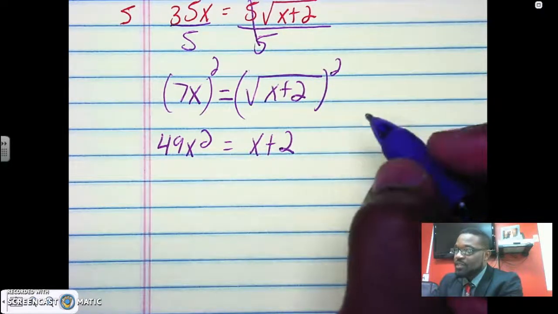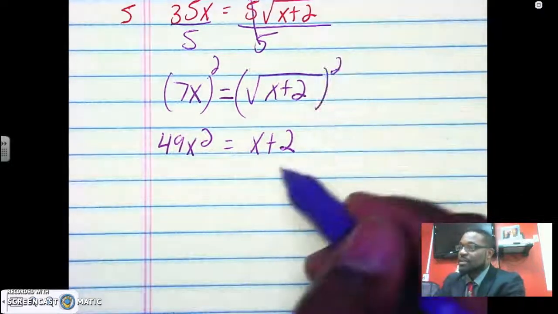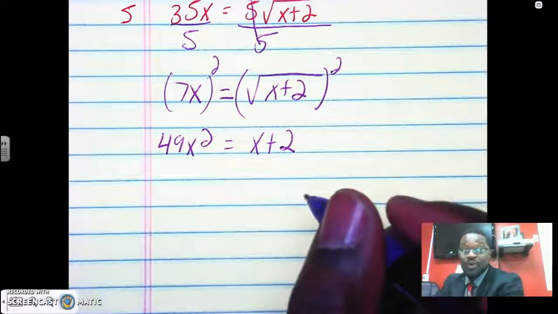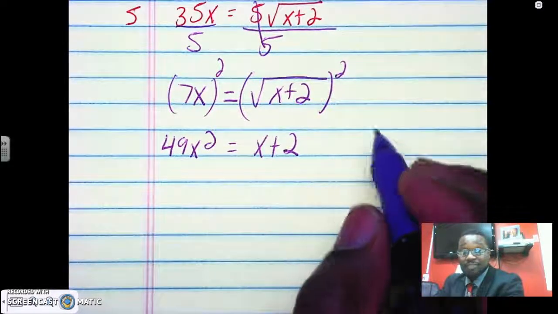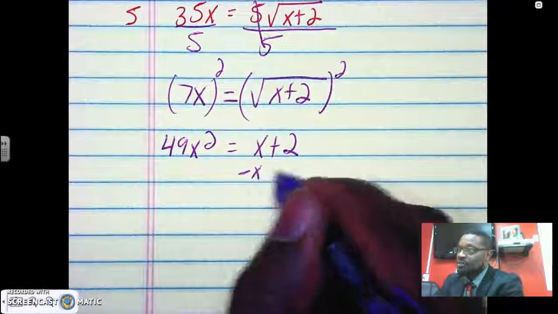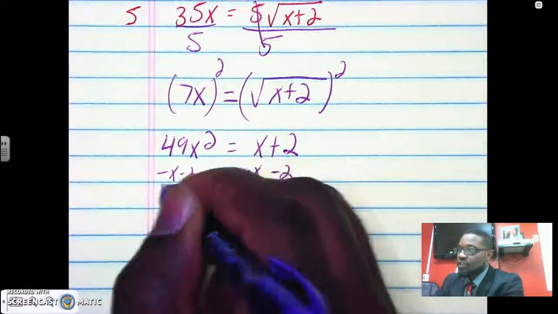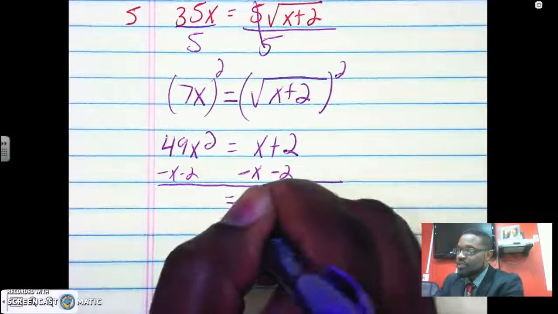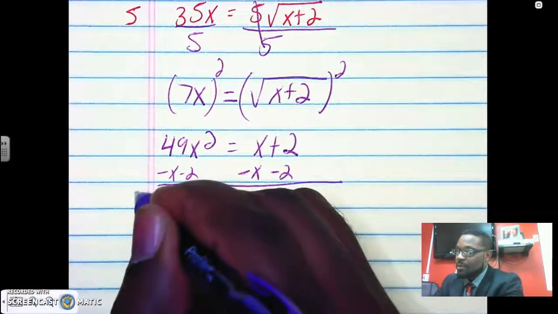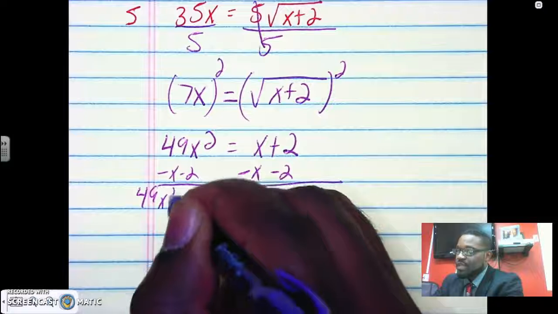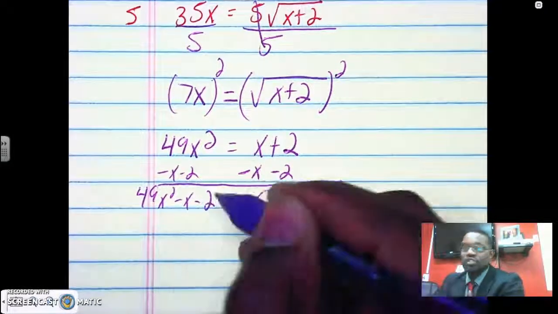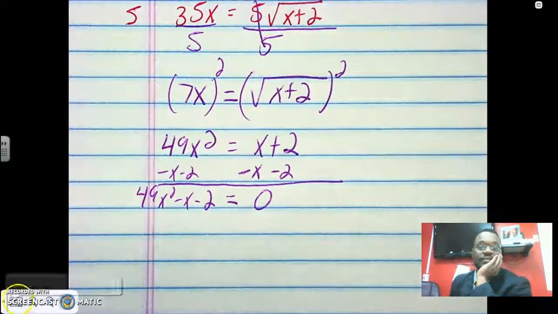Now, what happens here? Well, this now becomes a quadratic equation, and so the way I solve this is different from the last problem. Oftentimes whenever you work these problems, the way you're going to solve it depends on what's actually in the problem. 49x squared minus x minus 2 is what that turns out to be.